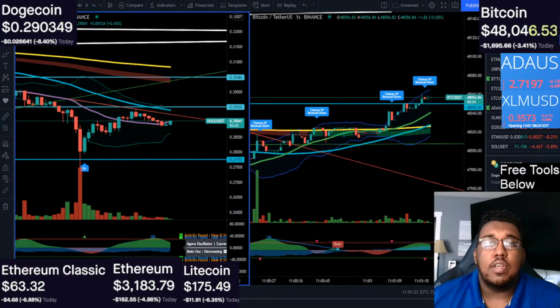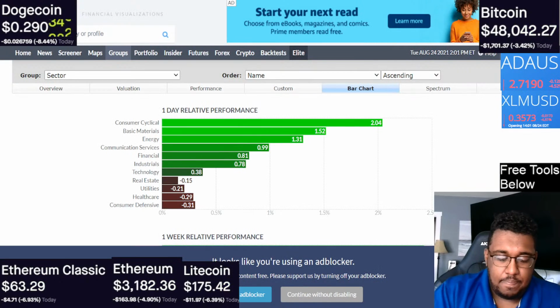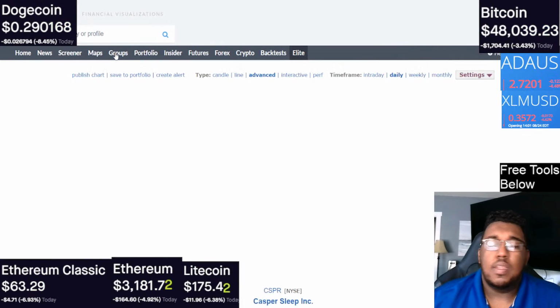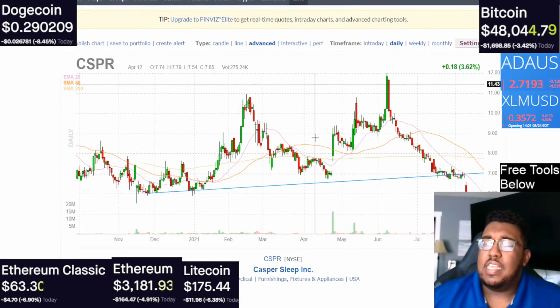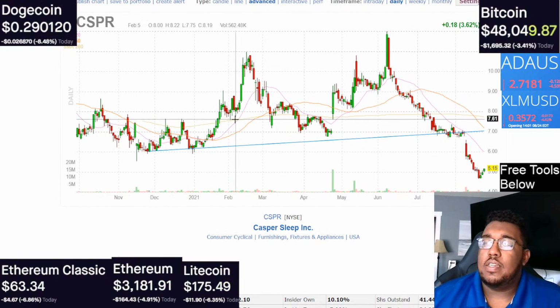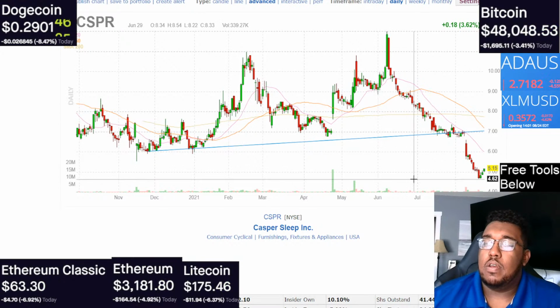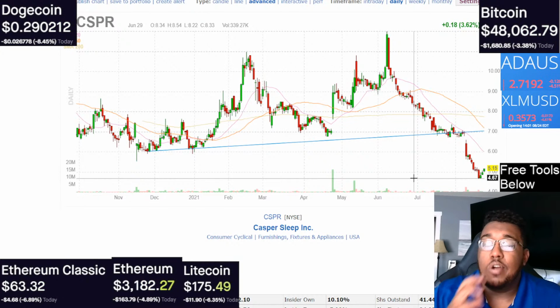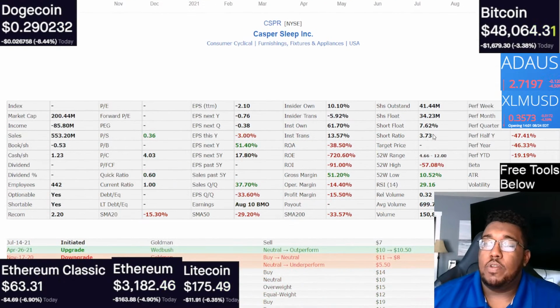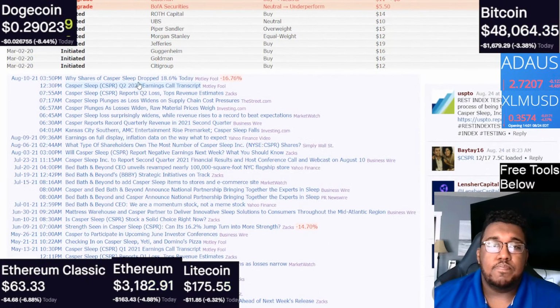CSPR, I can take a quick look at it here. Casper Sleep. Youcha, I would not touch this, my man. It's not breaking out. Maybe it found a little bit of support here at $4.62. If you wanted to buy this, it'd be for a long-term play, not a short-term play on this one right here. Short float is 7%, so people think this is going to go down even more.